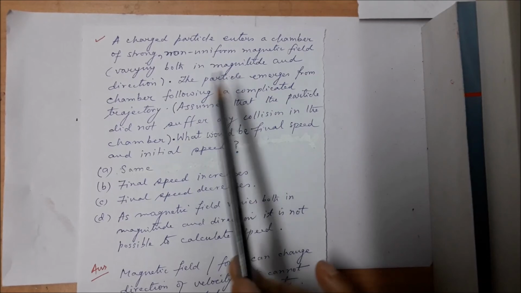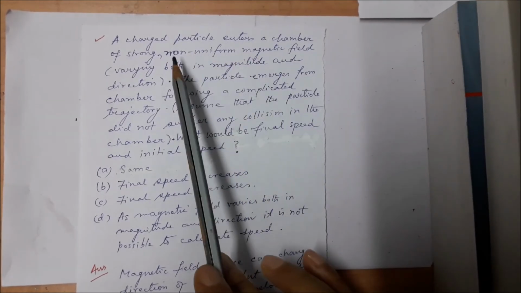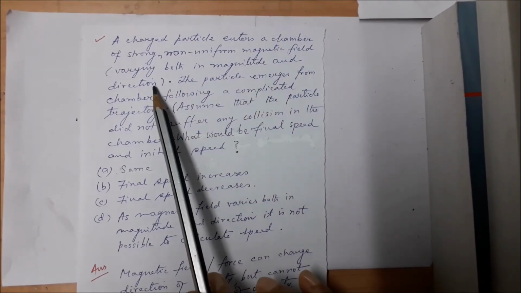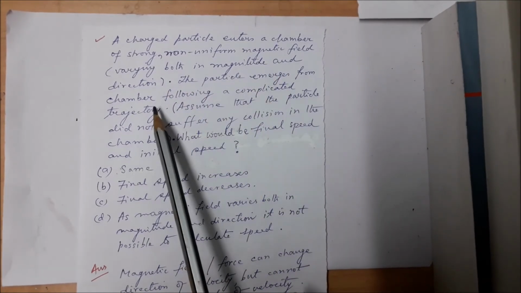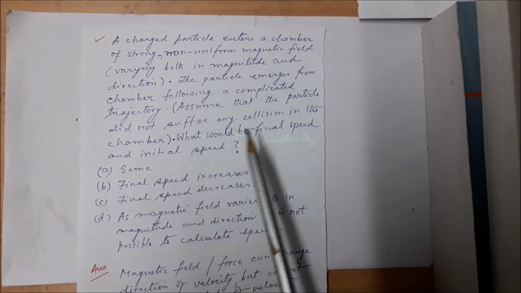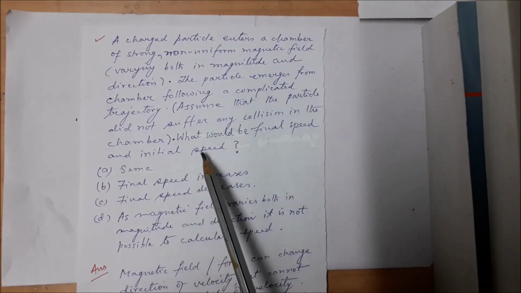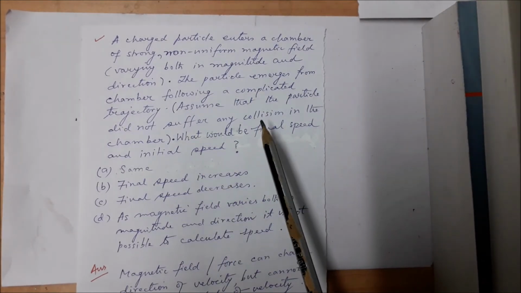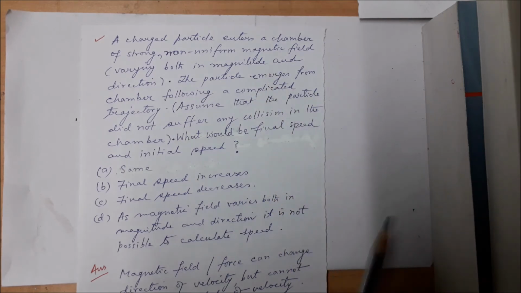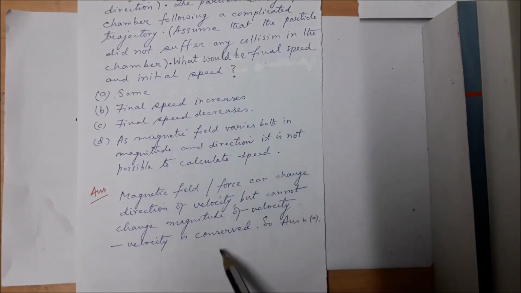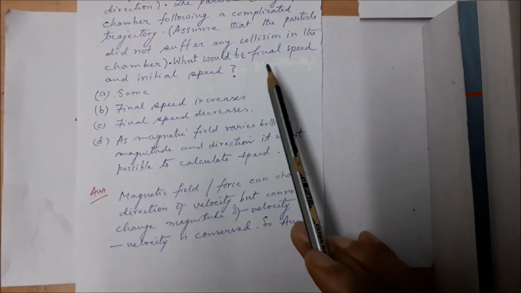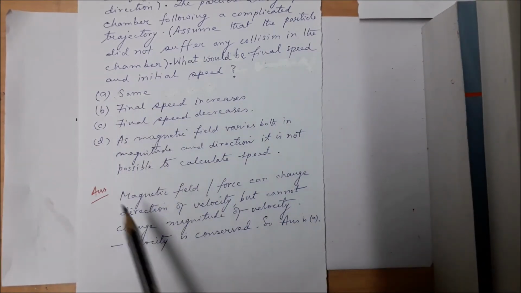This is a similar type of problem which says that charged particle enters a strong non-uniform field that varies both in magnitude and direction, and the particle emerges from the chamber with a complicated trajectory. Now what would be the final speed and the initial speed? Now we have earlier seen that in case of charged particle in a magnetic field, speed is conserved. Now if speed is conserved, that means the initial speed and final speed have to be same, and therefore A should be the correct option.